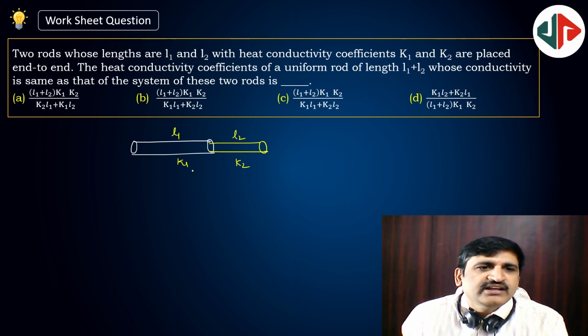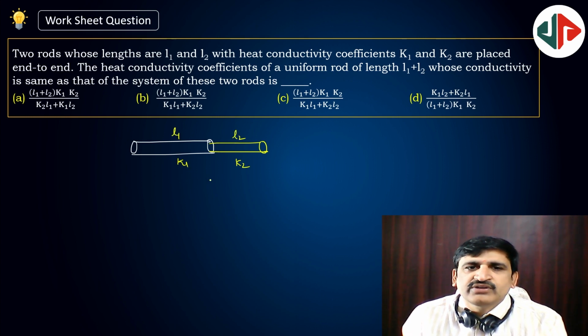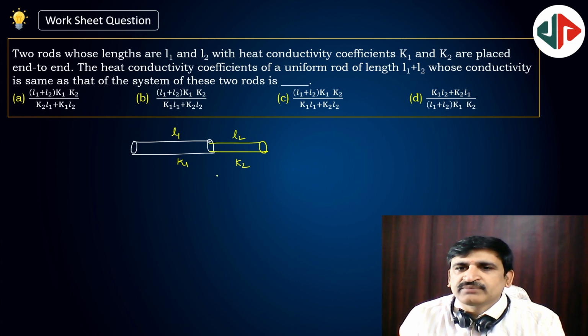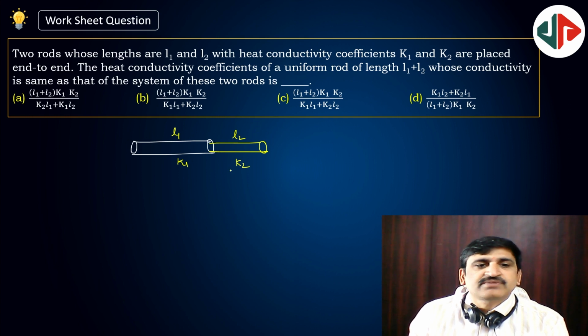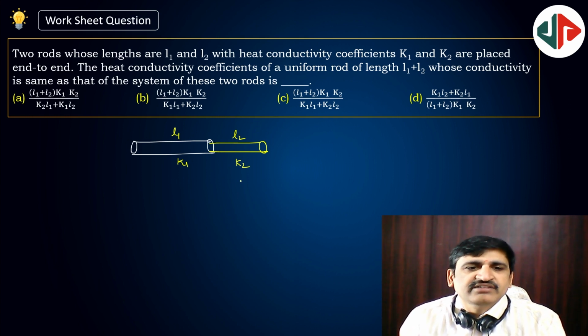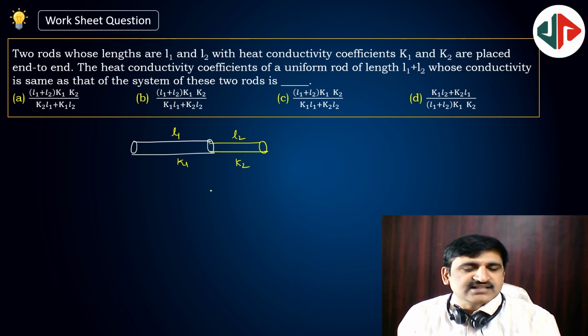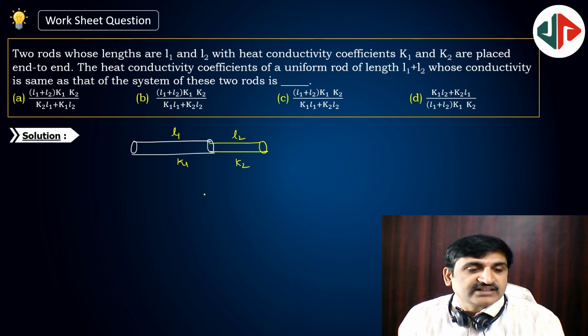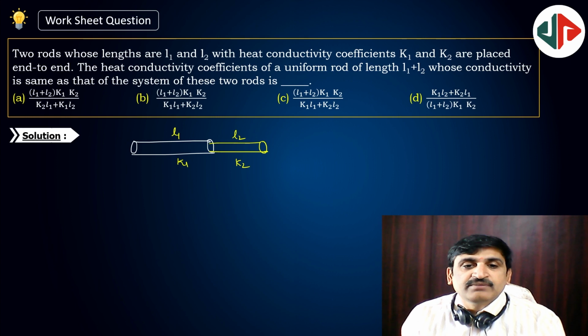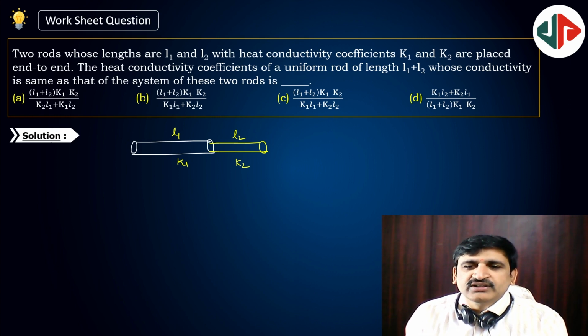The question asks for the thermal conductivity of a uniform rod of length L1 plus L2 whose conductivity is the same as that of this system, that means the effective thermal conductivity of these two rods. So for that we need to take up the rate of conduction. With the help of rate of conduction we can reach the conclusion.